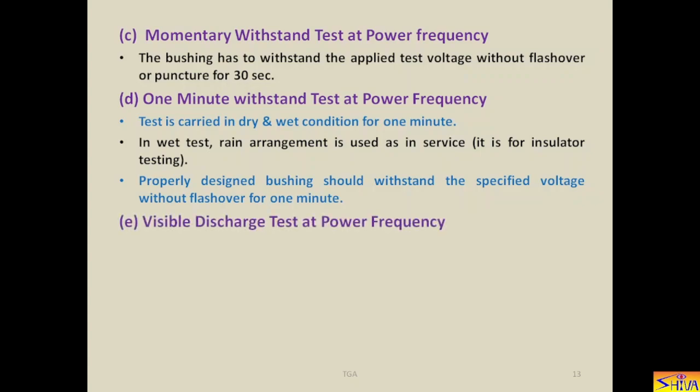In visible discharge test at power frequency, visible discharge means the discharge on the surface of the bushing should be visible. It is conducted to determine radio interference during service condition. Now see, basically when there is visible discharge, that is surface discharge, that comes under the category of partial discharges. Now when partial discharges are there, that is corona discharges are there, they generate some frequency that causes the radio interference. So this test is basically conducted to determine radio interference by the bushing during service condition.